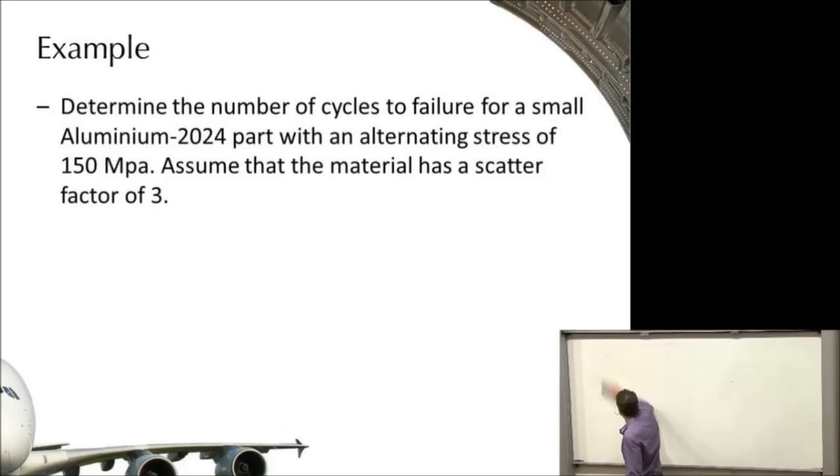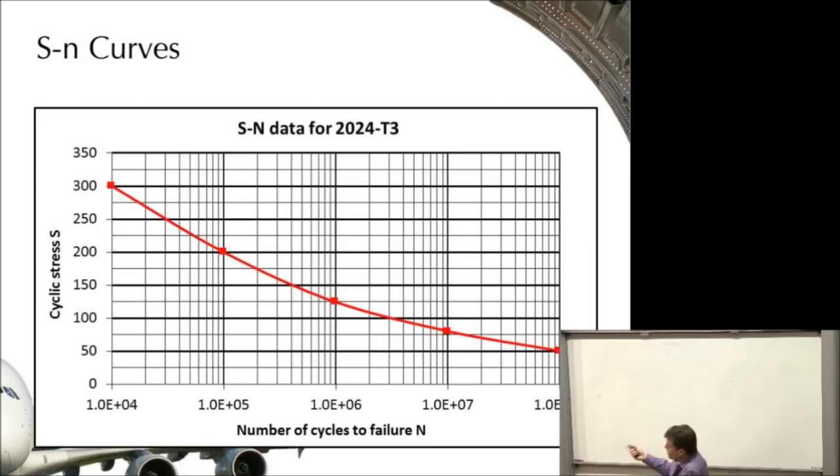All right, so it's a pretty simple example. We've got 150 megapascals applied to the component. Okay, we can go to the data. Now, some people have an issue reading a log scale, so we'll go through it here. What's the number of cycles for 150 megapascals from this curve? Yeah, 4 by 10 to the 5 cycles.